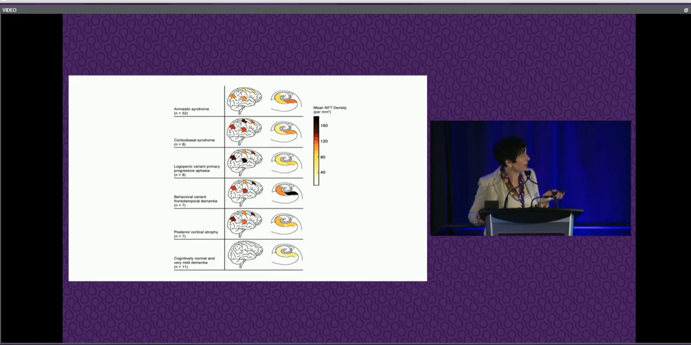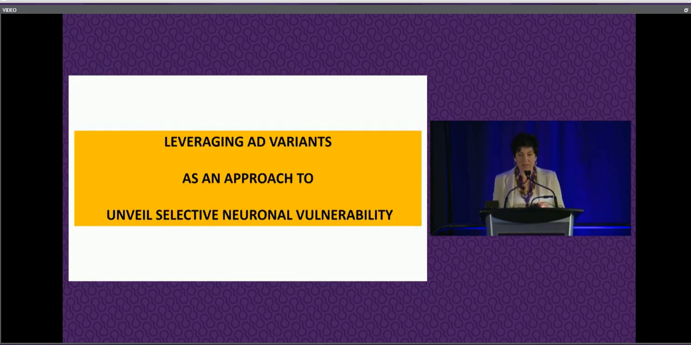Now let's look at logopenic variant PPA. If you look here at this area, the posterior superior temporal gyrus, which is responsible for the symptoms, we saw in this case that it was darker than the other ones. So with this kind of relatively simple overlay, we could illustrate well that it seems, yes, as PET studies have suggested, and now I saw some more neuropathological studies are coming out, we have important regional differences in tau density that can correspond to some of these different clinical presentations in Alzheimer's disease.